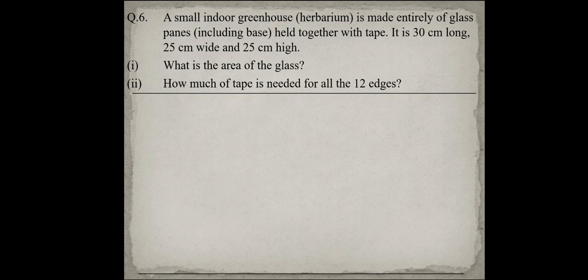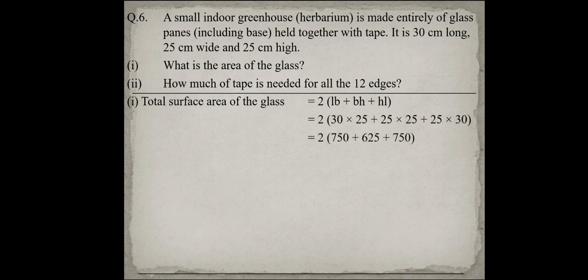It means this is a cuboidal box. It is closed, with lateral surface area and top and bottom, so we need the total surface area of the cuboidal box: 2 into (LB plus BH plus HL). Put the values. After that we find the area, 4250 centimeters square. Now how much tape is needed?